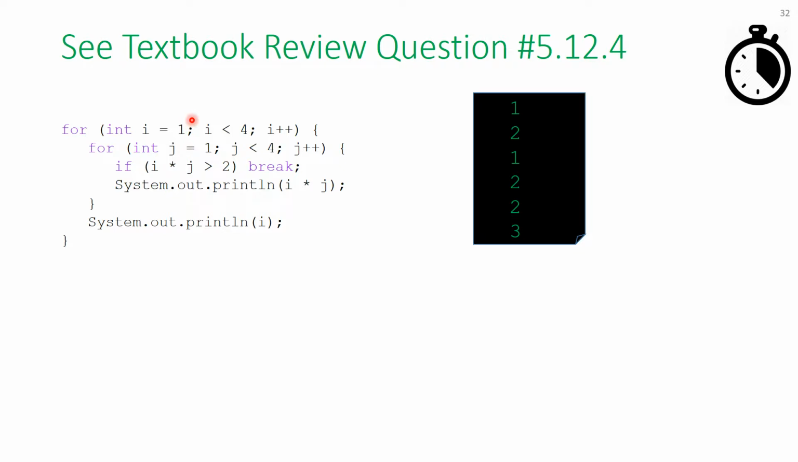All right, so we have our 1 here. Reach the end of the loop. What happens? J is incremented. J was the left hand, I think. So J goes to 2. I rewind to the beginning of the inner loop. Is 2 lesser than 4? True. 2 times 1, 2. Is it greater than 2? No. So System.out.println i times j, 1 times 2, 2, and so on and so forth.